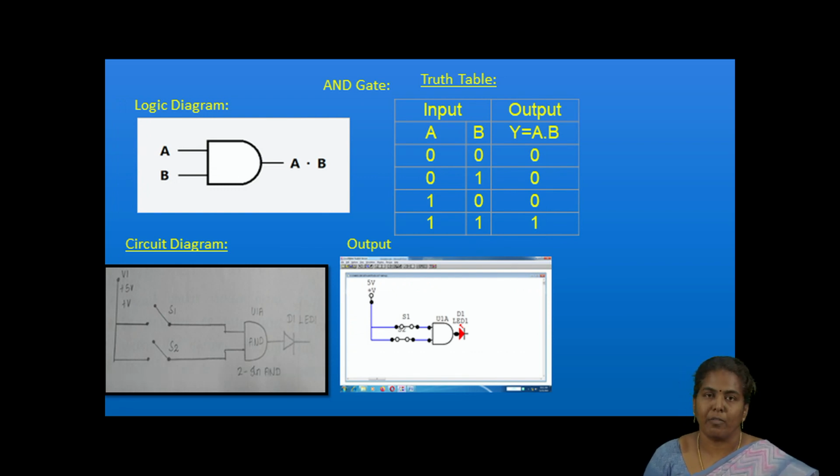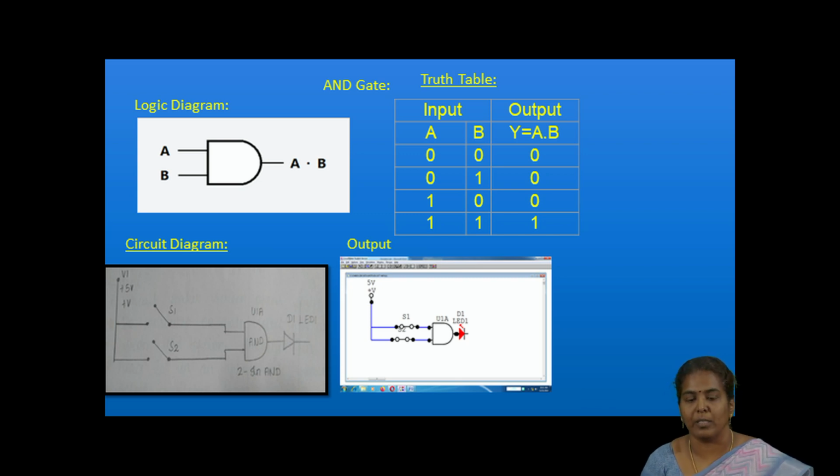First of all we must know the AND gate truth table. Here there are two inputs, A and B. You can see in the PowerPoint the logic diagram of the AND gate. A and B are the two inputs, and the output is A dot B. So we can derive the truth table.